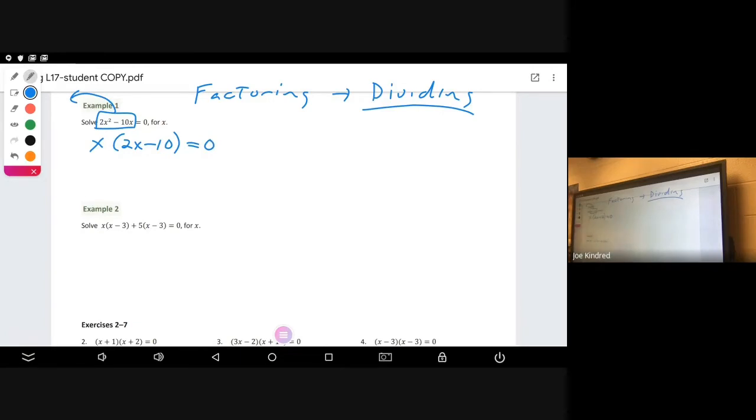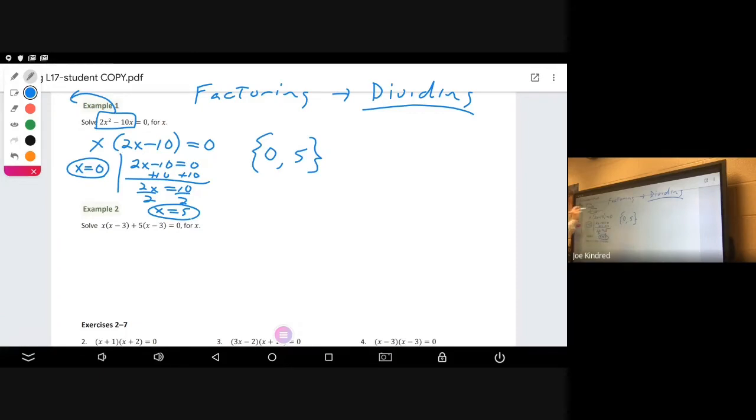Why is that important? Because it gets us to where we saw just a minute ago. That if x is 0, which again, when x is 0, the whole thing goes to 0. And then when 2x minus 10 is 0, solve. Divide by 2, and x is equal to 5. So your 2 solutions are 0 and 5. That should look familiar to the previous problems we just did. But it started with a weird look.